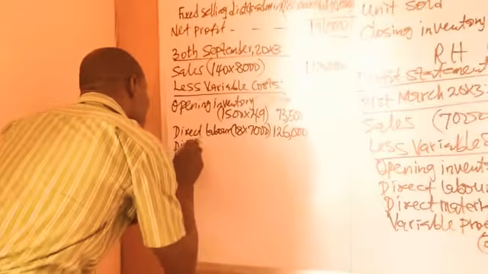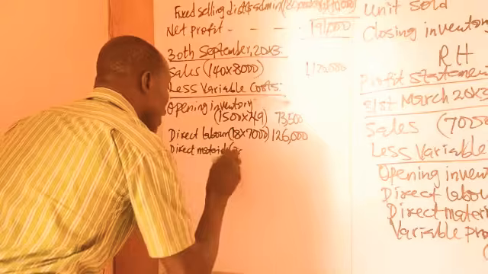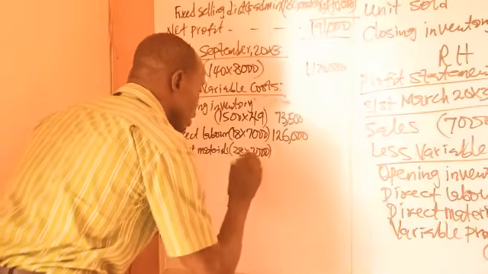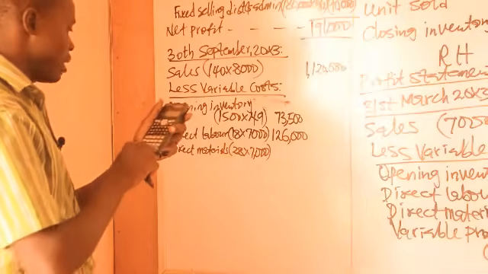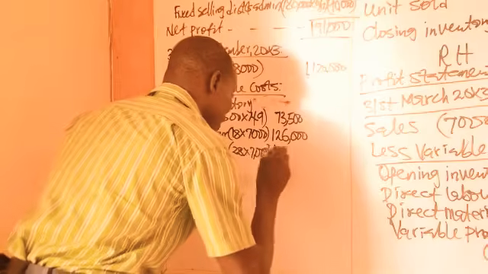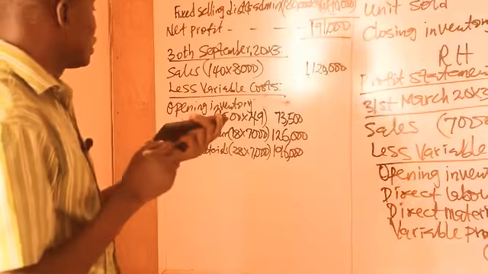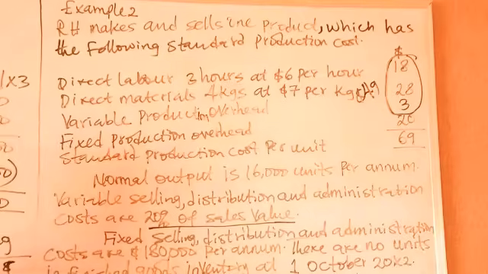Direct materials of $28 multiplied by the units produced. The units produced is 7,000 units. So we have 28 times 7,000, and that will give us 196,000. Then you also have variable production overheads of $3.